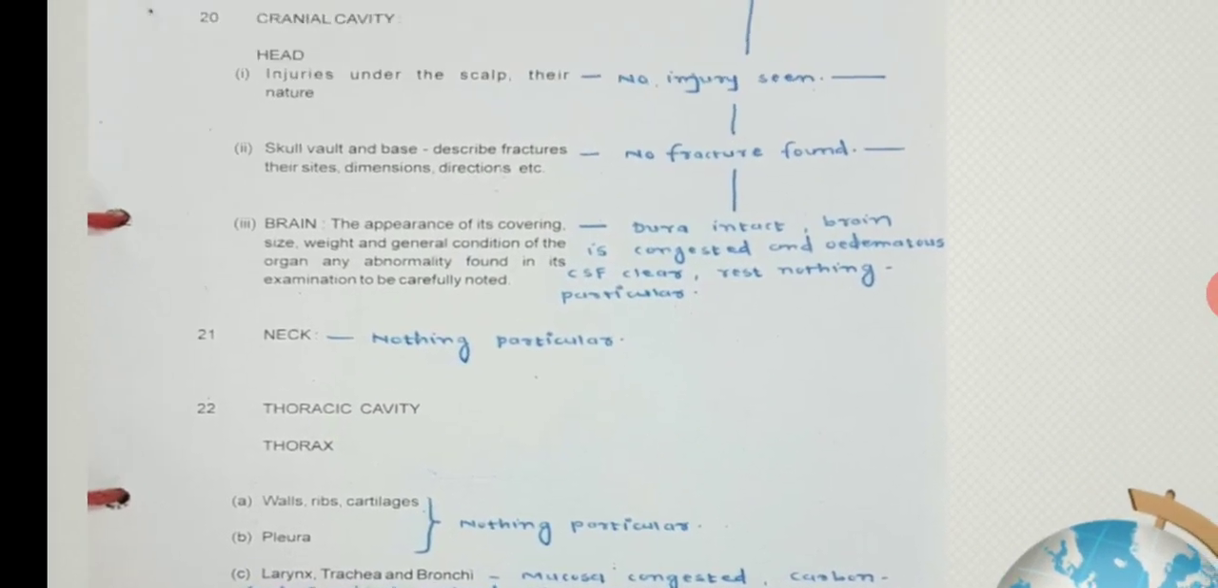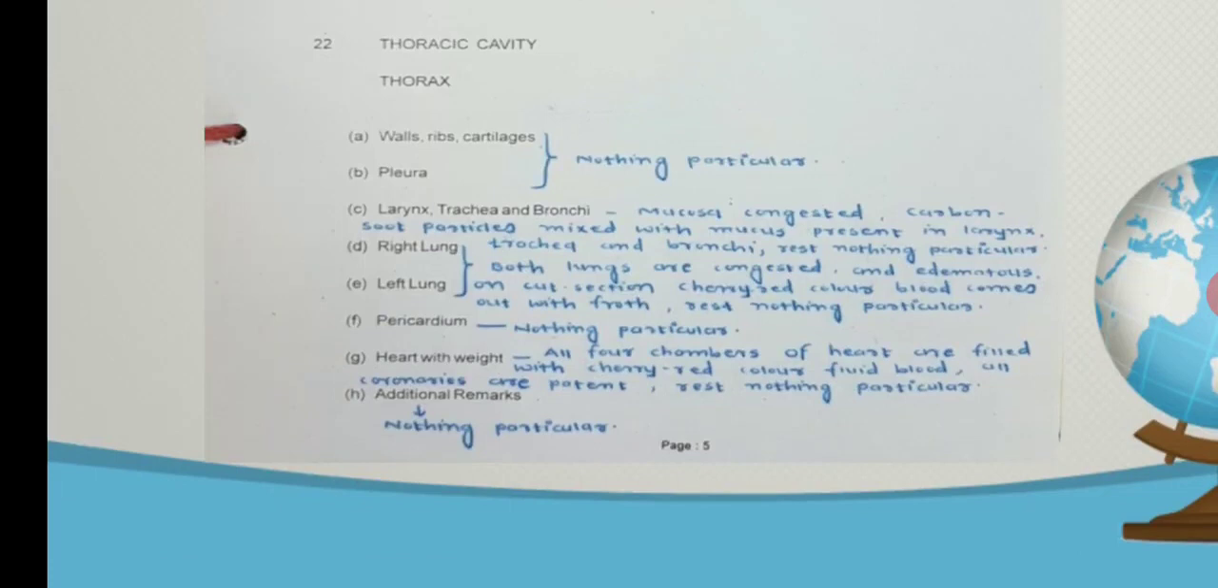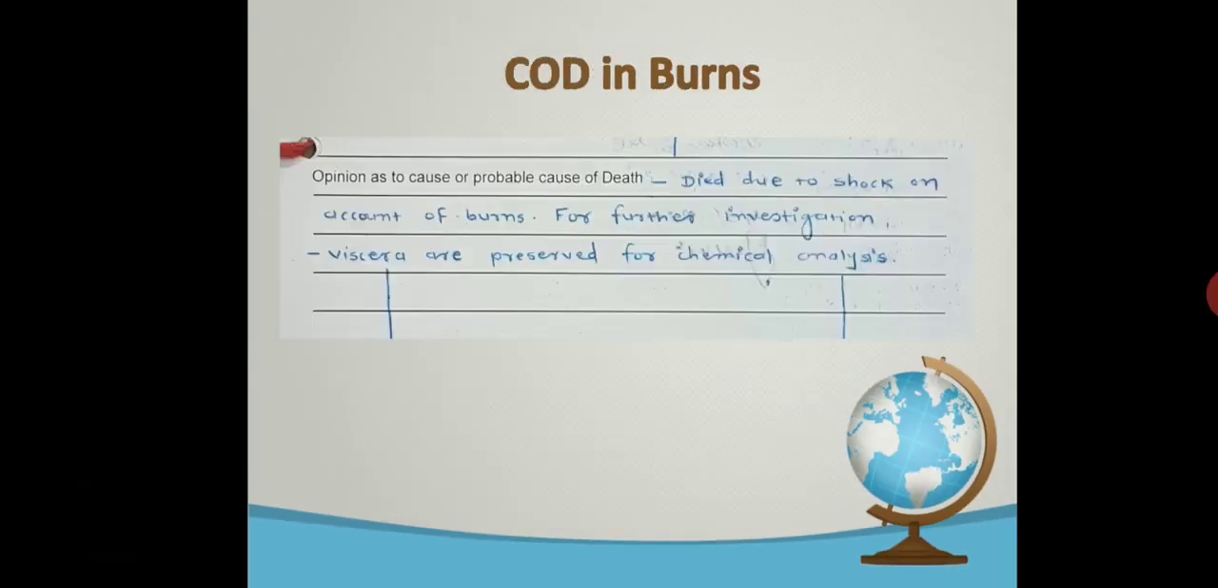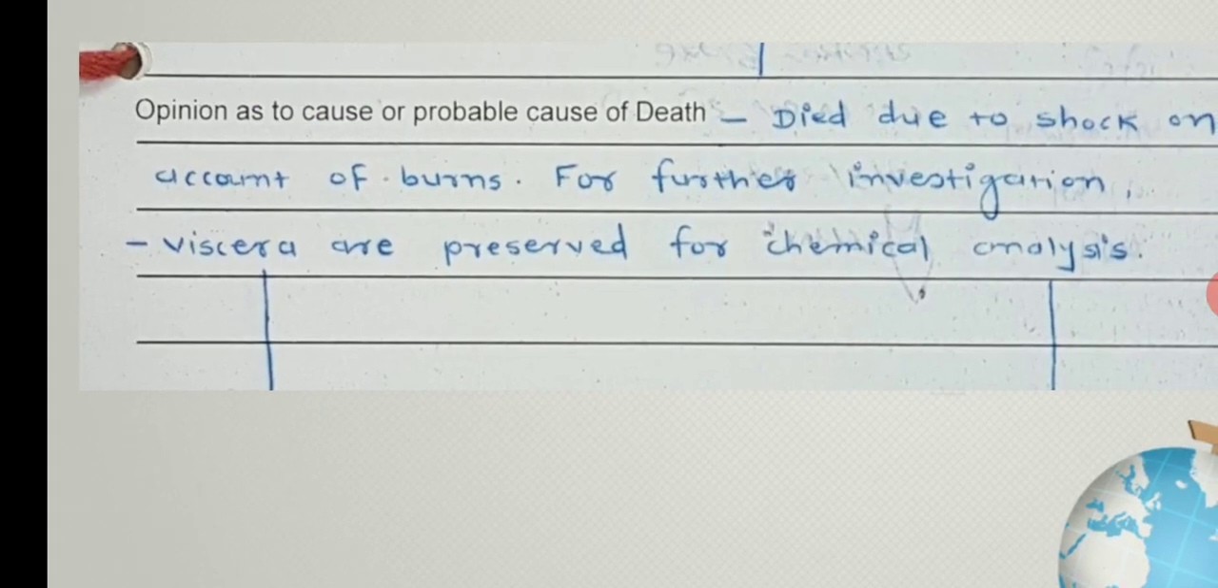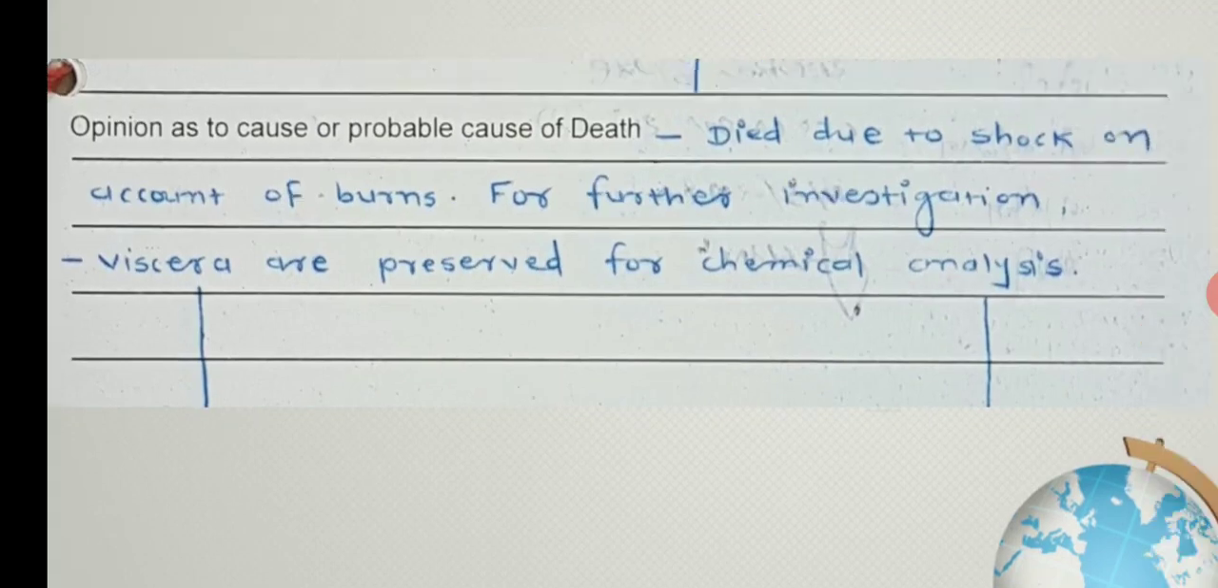Then what kind of internal findings may be seen? I want to show column number 22, larynx, trachea and bronchi. See, the mucosa is congested, and on internal examination carbon soot particles mixed with mucus are present in the larynx, trachea and bronchi. So you have to mention like that in burn cases. And if we conclude about the cause of death, then it may be like: died due to shock on account of burns, and for further investigation viscera is preserved for chemical analysis.